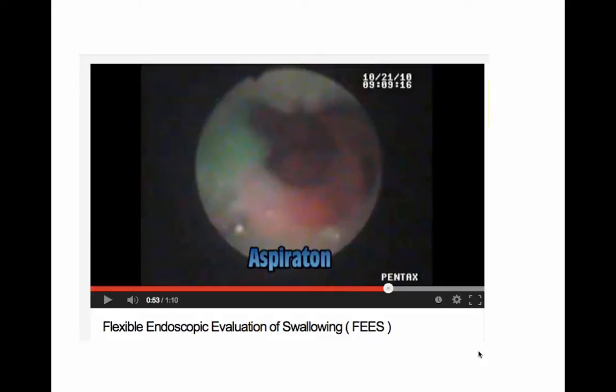Now this picture is from the link also on your website to what FEES looks like in action and what an abnormal view of the swallowing mechanism might look like. And you'll have to forgive the poster who wrote aspiraton instead of aspiration. If you look closely, you can see blue here. And that's certainly not a color that normally occurs in the laryngeal area.